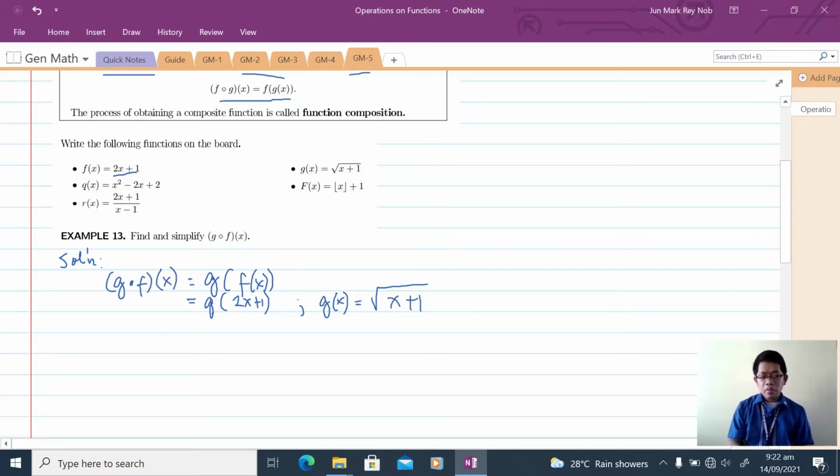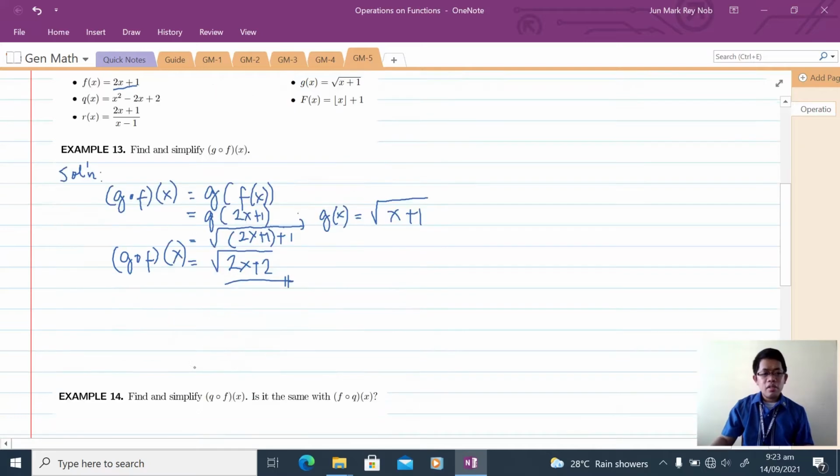Now, since we will be solving g of 2x plus 1, we will only replace x right here with 2x plus 1. So this is just simply equal to the square root of 2x plus 1, then we still have 1 right here. Then combine like terms, and we come up with our result, 2x plus 2. So this is how we are going to solve the composition of g and f. I hope it's clear.